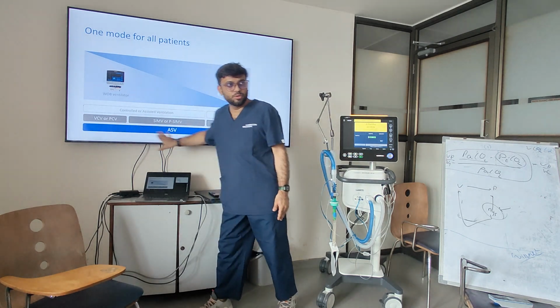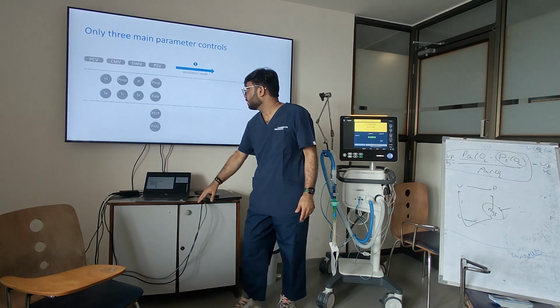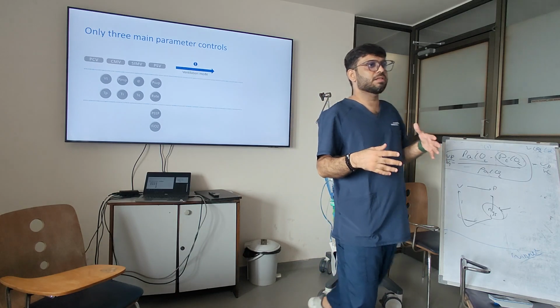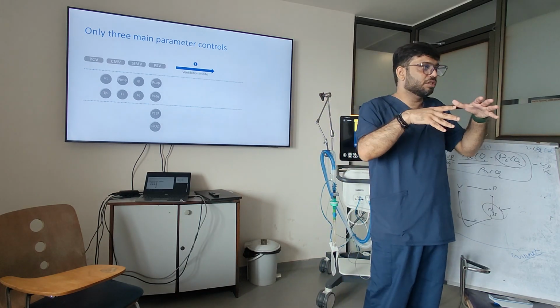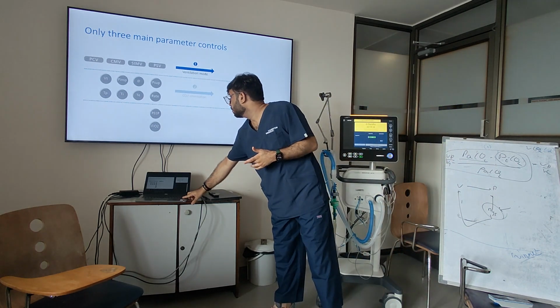But here, as I said, you don't have to do this, it becomes one mode. And when it comes to comparison with the settings, because we always divide the ventilation parameters into oxygenation, ventilation, or the synchronization part, right?